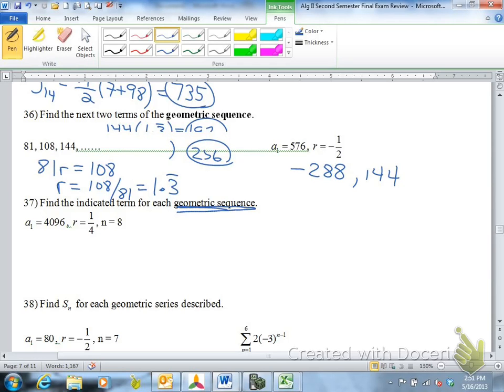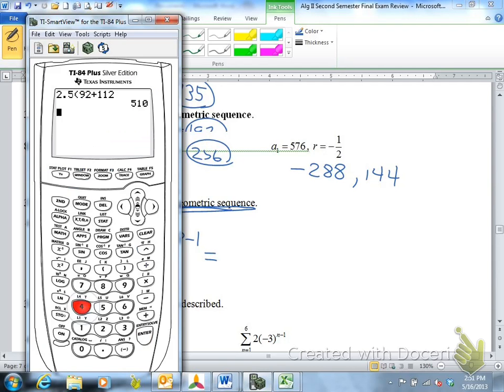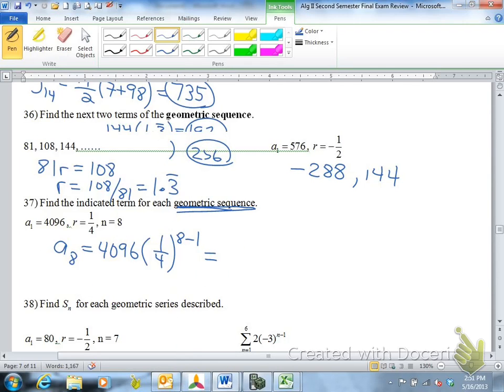So geometric sequence formula, you would have a sub 8 equals 4096 times 1/4, which is your r, raised to the n minus 1, which is 8 minus 1. So you'd have 4096 times 1/4 to the 7th. So that is the 8th term.